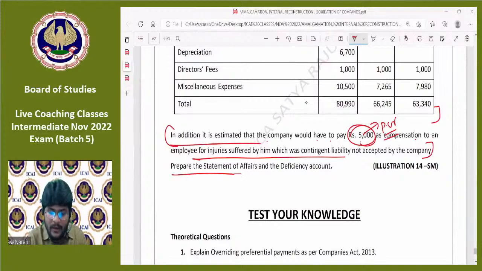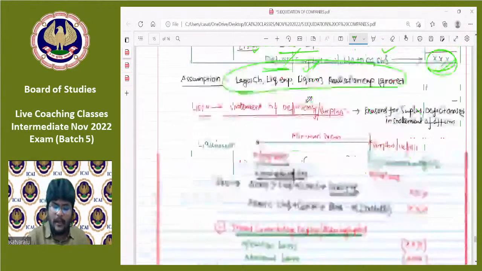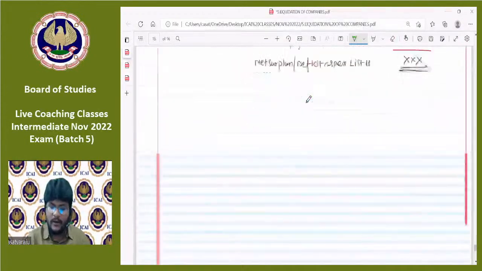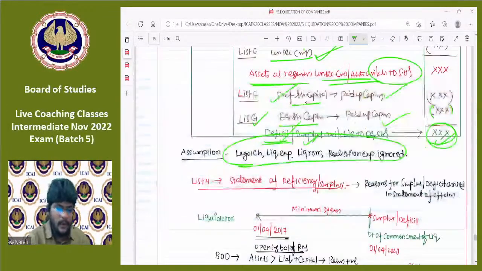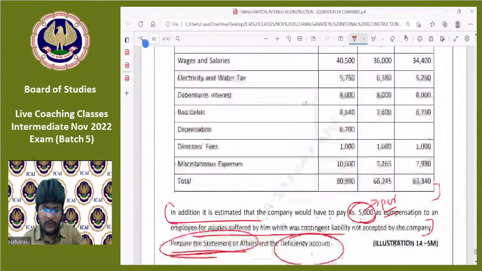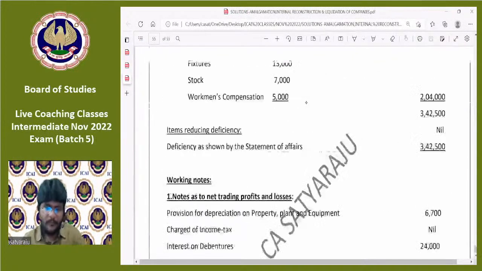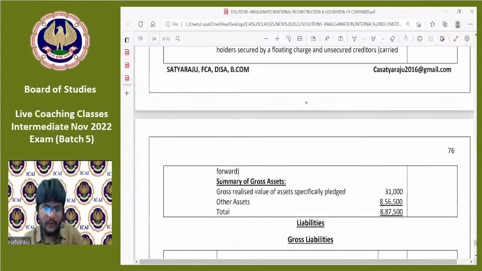Okay. Prepare the statement of affairs and the deficiency account. You don't know anything about deficiency account. Please all of you concentrate on the statement of affairs first. Now let me open my printed notes here. Concentrate. Printed solution, not the printed notes, which was the last problem. Concentrate, guys, all of you.